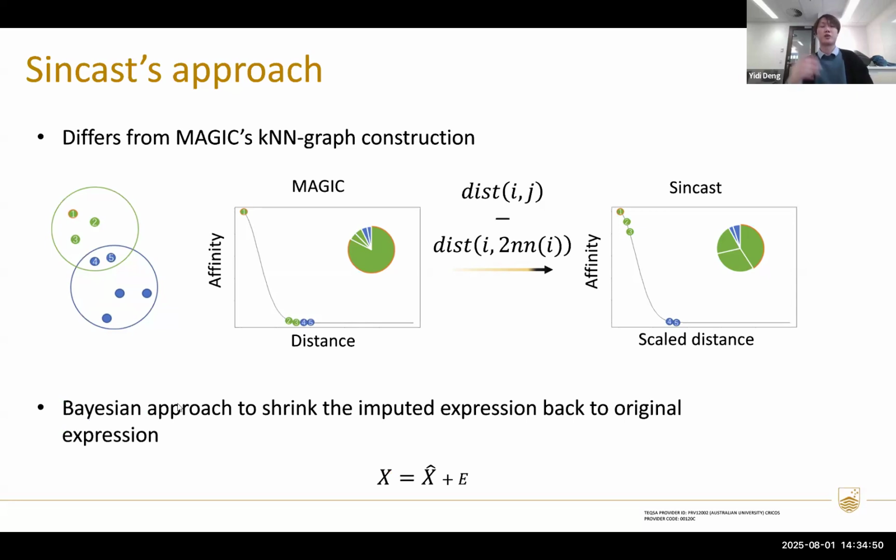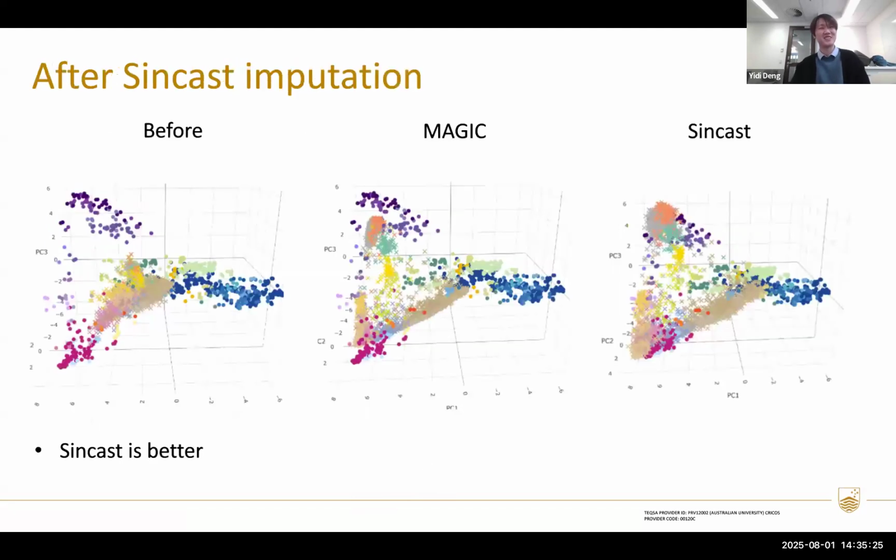Other than that, we also proposed a Bayesian approach to shrink the imputed expression data back to the original expression. Basically, we're taking the Bayesian average between the imputed data and the original data because we want to avoid over-imputation. In this case, we just said the original expression is generated from the imputed expression plus noise. So that's how we structure our Bayesian model. It's kind of like an empirical Bayesian approach, but I'm not going to go into details about this.